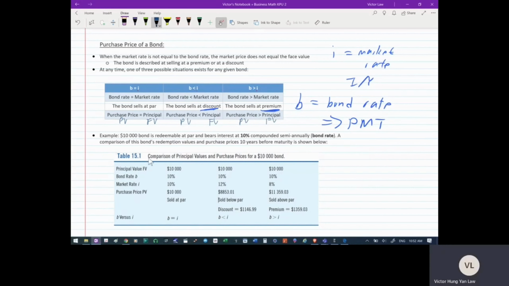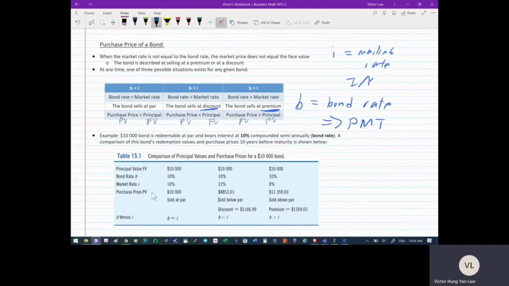In the example in table 15.1, we have a face value of $10,000 for the three cases. When your purchase price equals face value, you're selling at par. In the second case, your purchase price is $8,800, which is less than the $10,000 face value. So you're selling below par, at a discount. In the last scenario, your purchase price is $11,000, which is greater than the face value. So you're selling above par, at a premium.